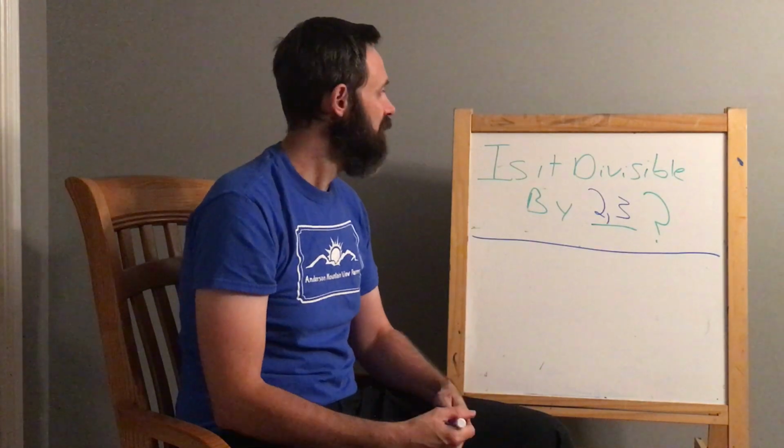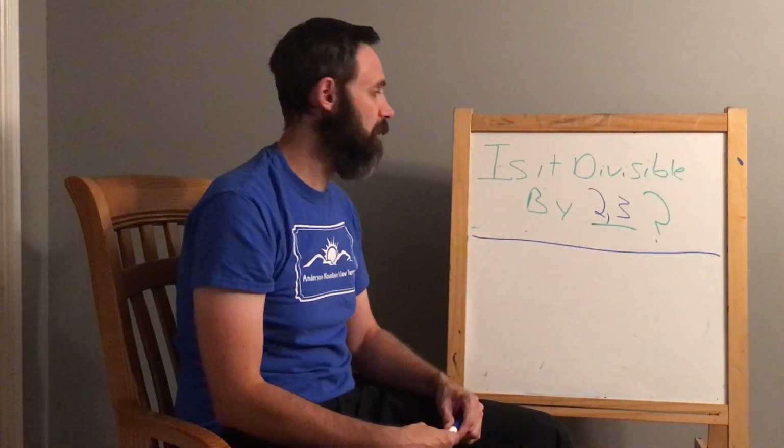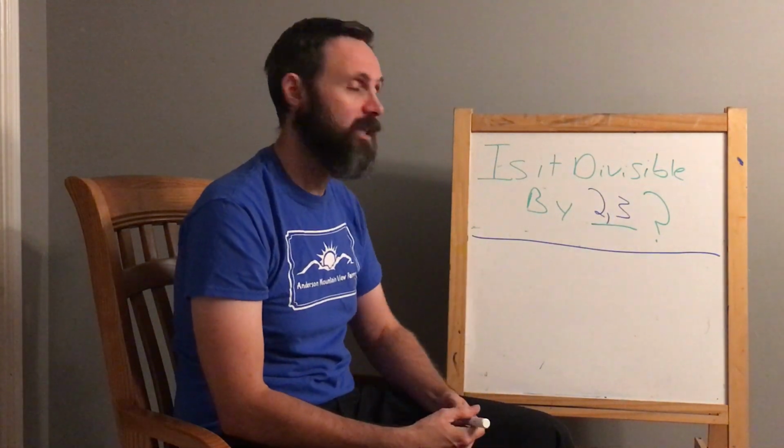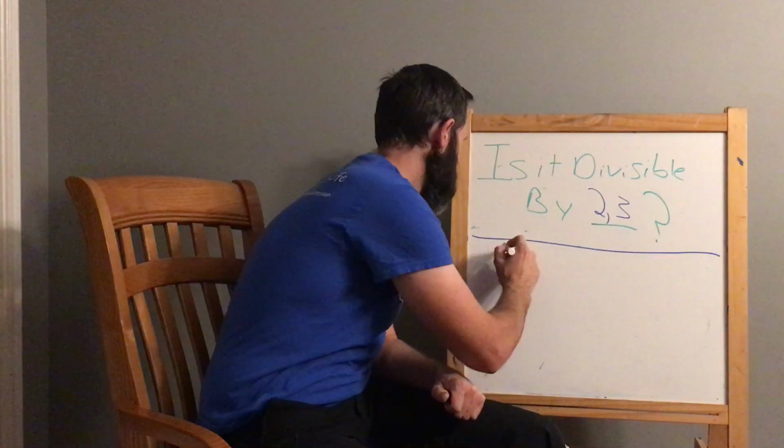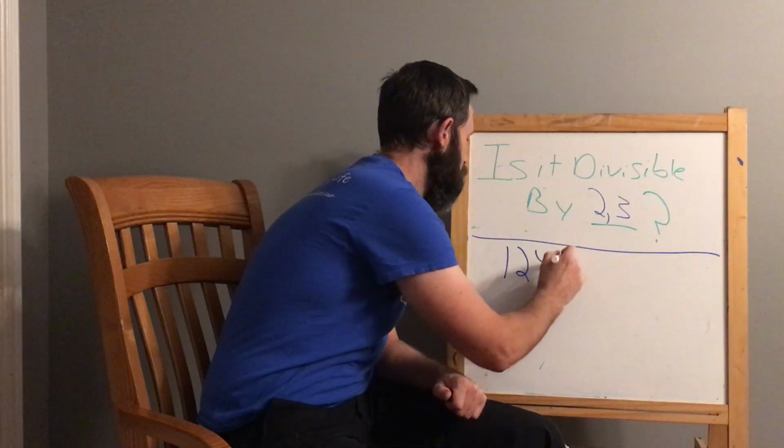Now, last episode we talked about "is it divisible by" and how it's going to help you out and how to use this stuff. So we're actually going to look at some of the first examples here. Is it divisible by? Let's take a number: 1240.